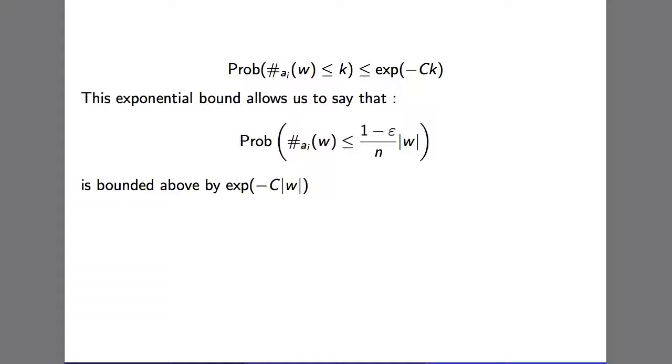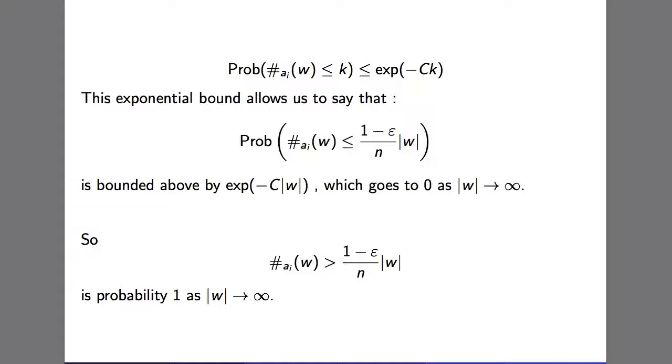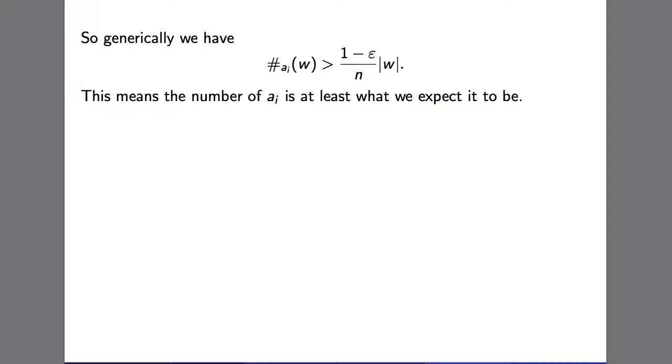This is not the same c, but what I care about is the length of w, which is in place of the k. And then as the length goes to infinity, this exponential bound goes to 0. And so we can say the complementary probability is 1. All right? The probability that it's less than this is 0, so this is 1. So generically, we expect this number to be greater than 1 minus epsilon over n times the length. This is for any epsilon. This just tells you that the number of these letters is what we expect it to be, generically speaking.